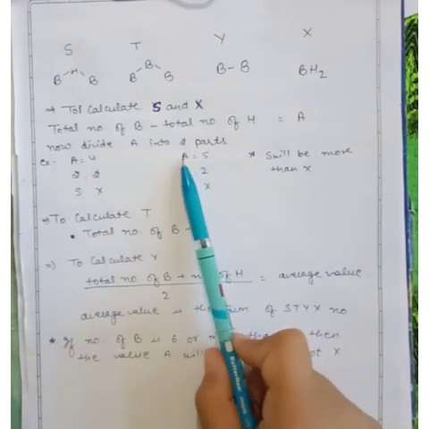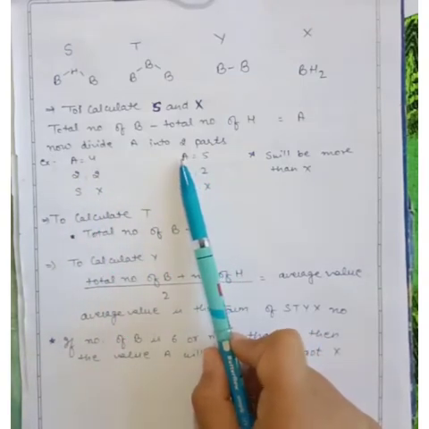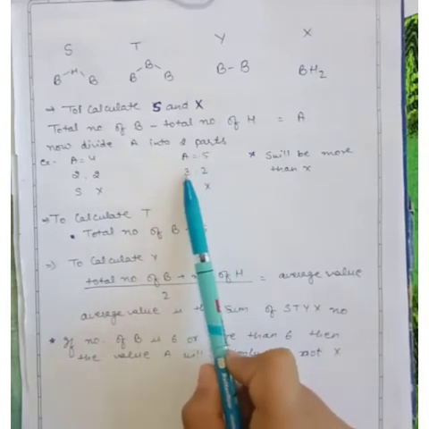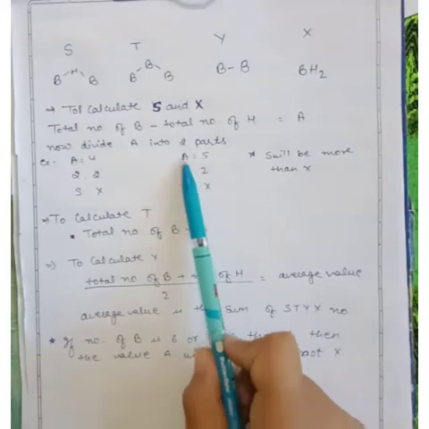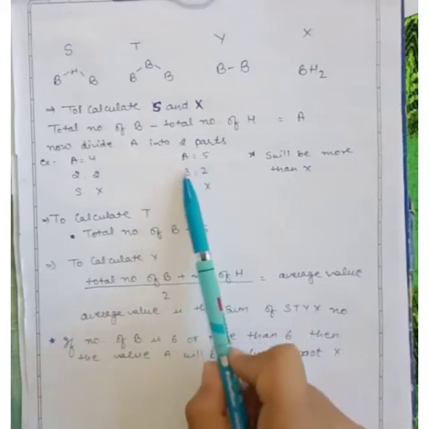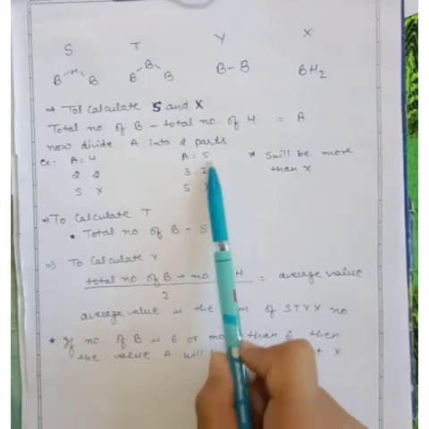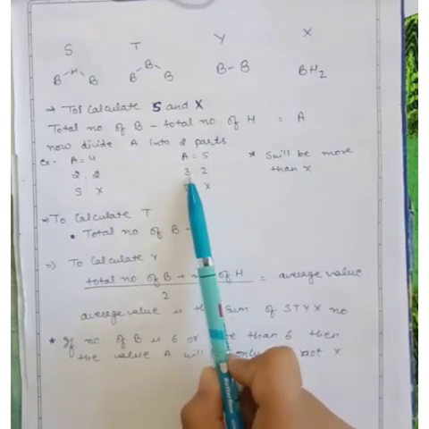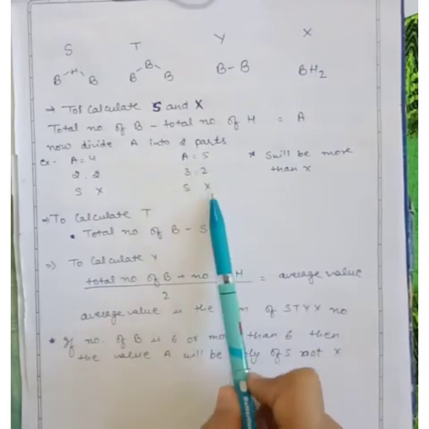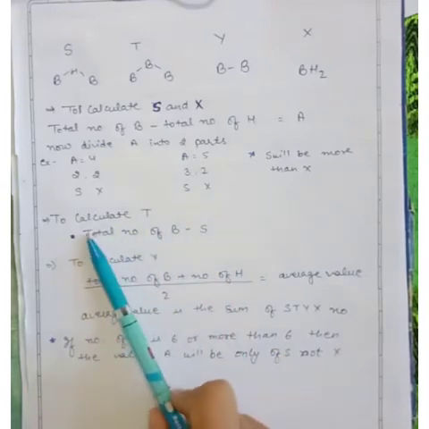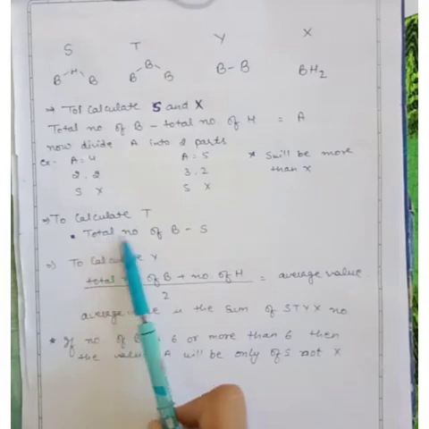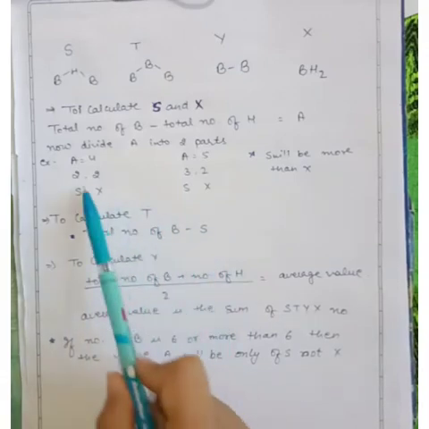Now let's take another example. If A is an odd number, 5, the factorization is 3, 2. The higher value will be of S and the lower one will be of X. So here the S value is 3 and 2 is the value of X. To calculate T, we need to subtract the total number of boron from this number S.